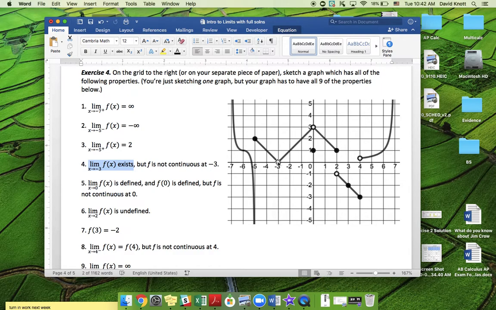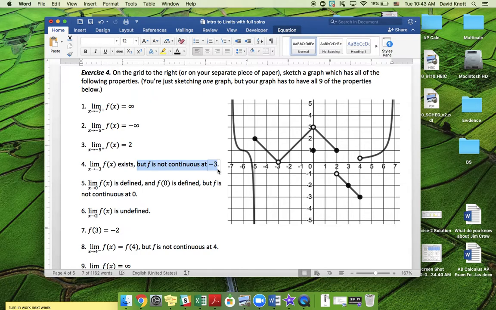And because those left and right-hand limits are both the same number, both 0, that means that the two-sided limit exists. So if you want to draw a graph such that the two-sided limit at -3 exists, then your left and right-hand limits must be going to the same value, okay? But then we have this other condition, that f is not continuous at -3.